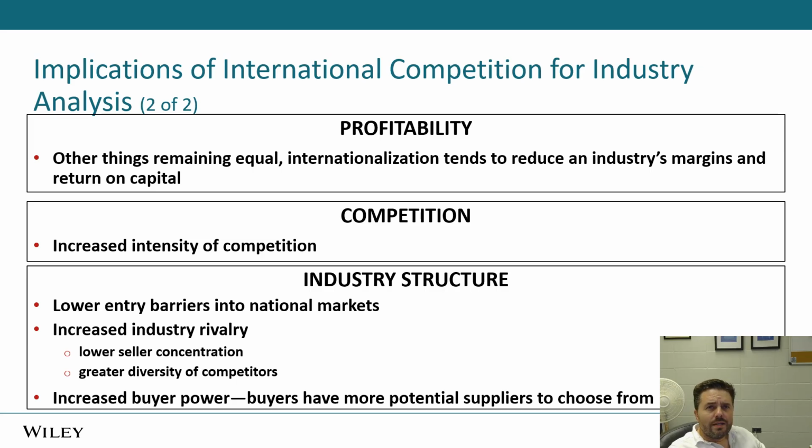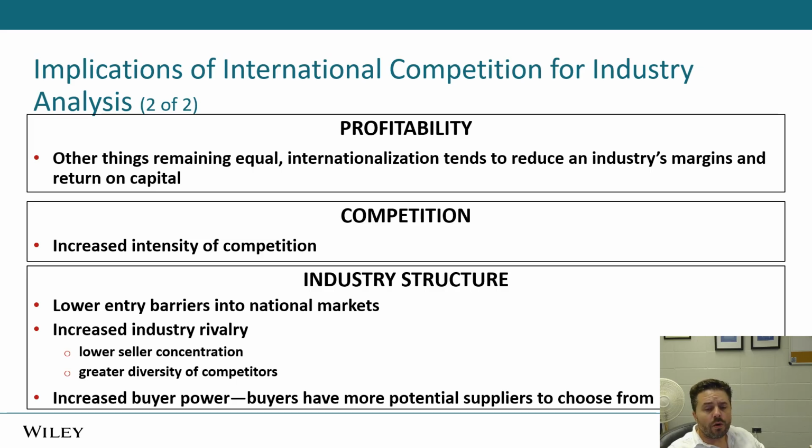That's not quite accurate. It's not that it lowers them, but there are just more firms. I mean, the entry barriers probably stay constant. If it's a high capital intensive industry, it's not going to get less capital intensive, but there are more firms that may be well enough resourced to enter our industry. Lower seller concentration, which gives our buyers better power, right?